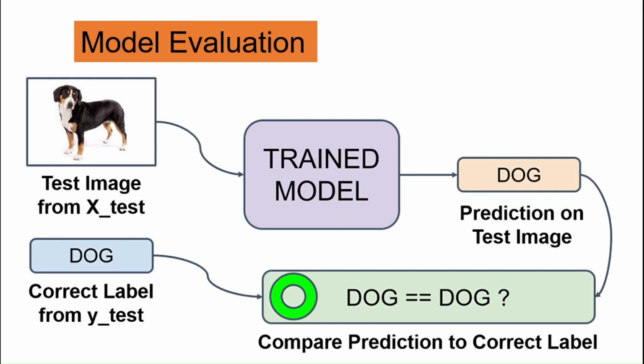So let's say in model evaluation, for example, let's say in a classification task, we have a bunch of dog and cat pictures with correct labels, and we need to classify these as either dog or cat.